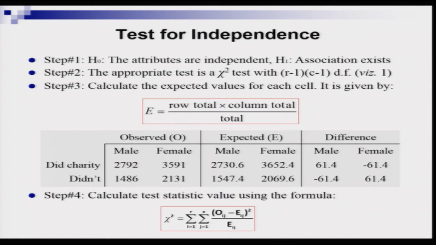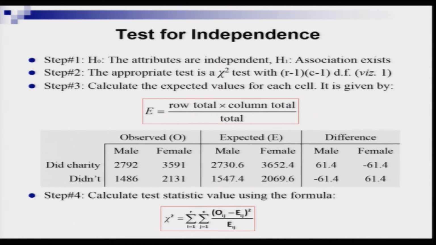So, in step 2, we know the theoretical result and this is going to be a chi-square test. In this case the chi-square test statistic is going to follow the chi-square distribution with r minus 1 times c minus 1 degrees of freedom. So, in this case we have 2 rows and 2 columns. So, then basically we are talking about 1 degree of freedom. So, it is a simple case.